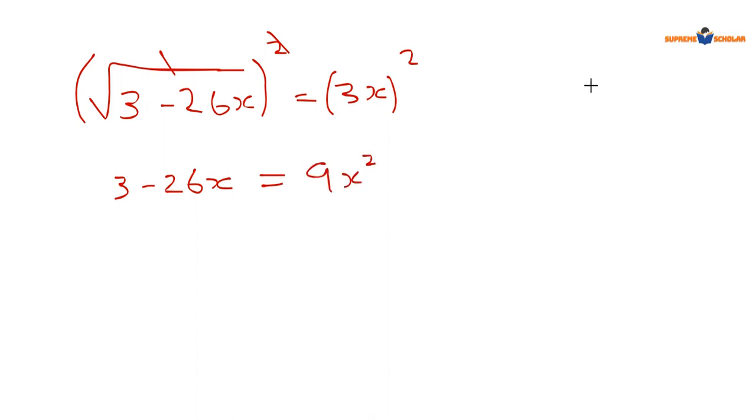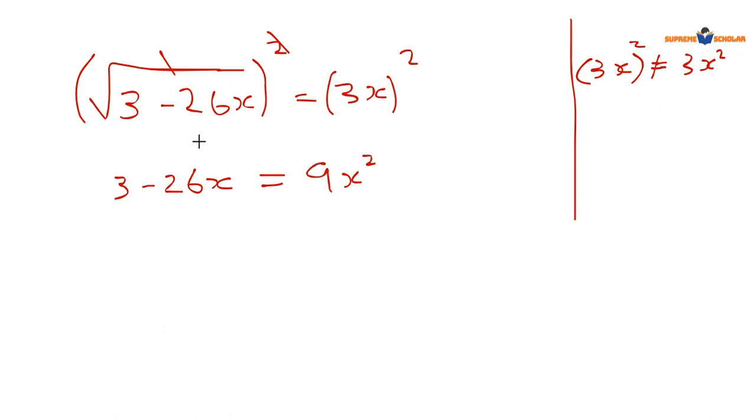Notice as a side note that (3x) all squared is very different to 3x squared. I've seen this mistake being made by some students. These two are not the same, just a side note. (3x) squared means you have to multiply 3x by 3x, which means we get 9x squared, and 3x squared is just 3 multiplied by x times x. All right, so then we're left with 3 minus 26x is equal to 9x squared.